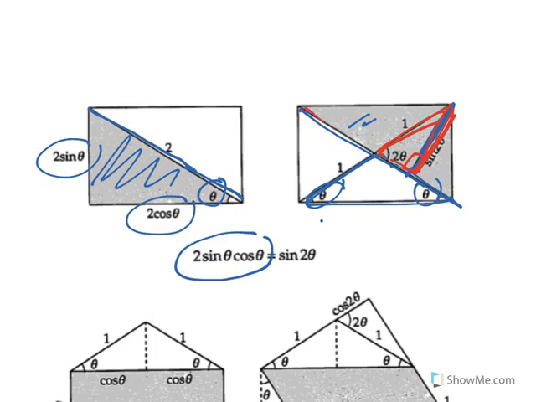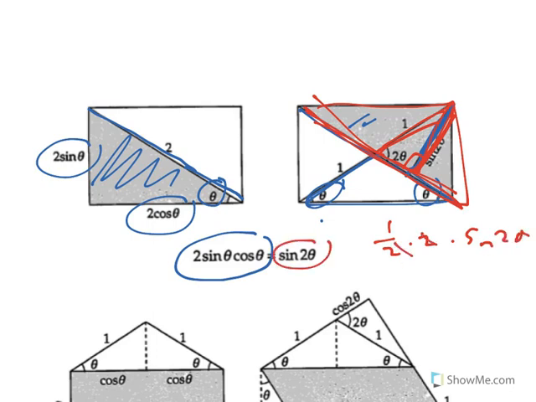So the area of this triangle here, if I go 1/2 base, the base is going to be 2. So 1/2 of 2, and the height is sine 2 theta, and the 2's cancel out, and we get sine 2 theta equals 2 sine theta cosine theta.